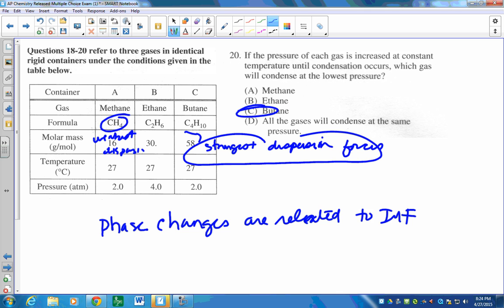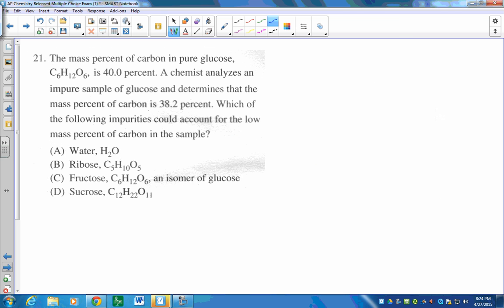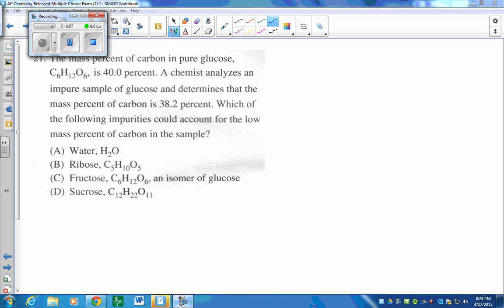One of the things you do to get gases to condense is increase the pressure, and it pushes the molecules closer and closer together, and they can't overcome those intermolecular forces and they condense to become a liquid. So remember, phase changes are related to intermolecular forces. Okay, this is a crazy problem, but I'm going to stop. I'm coming back to this one because I said I would do 10 at a time.